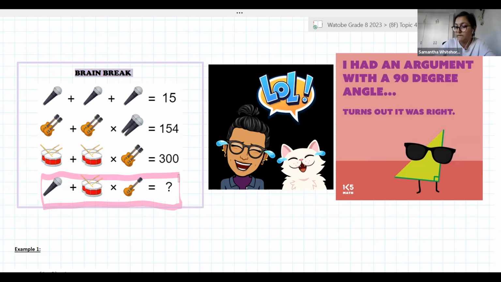Okay, let's try to figure out, my people, what's in there. Drums and guitars and microphones. Let's see if we can get it.